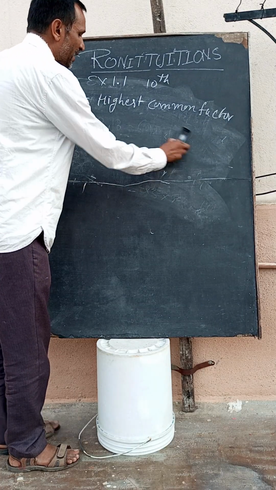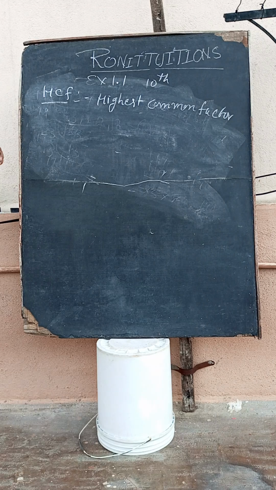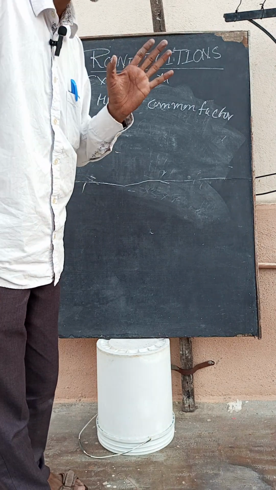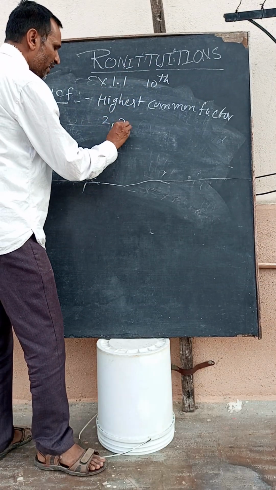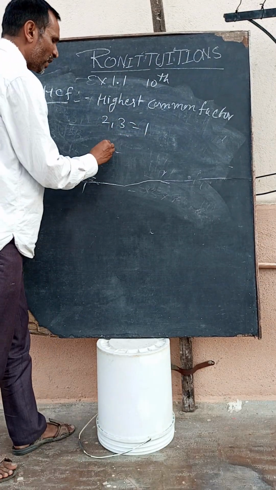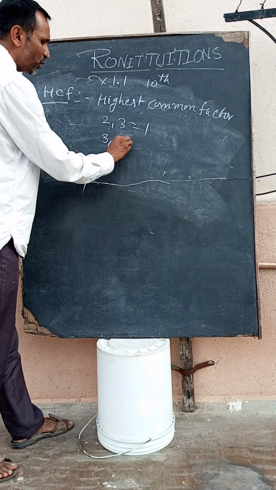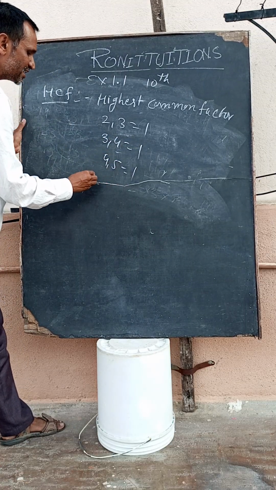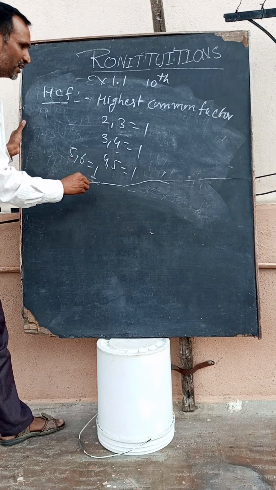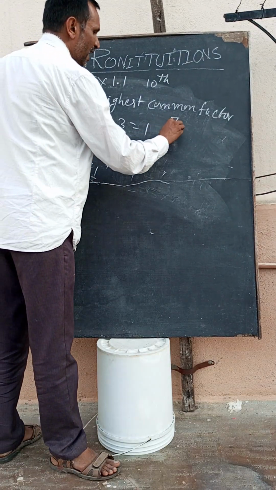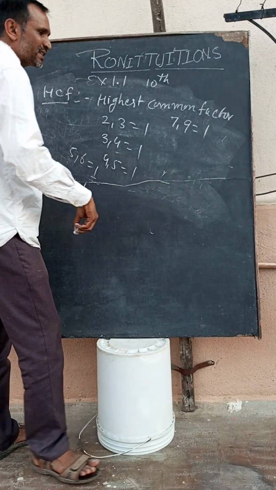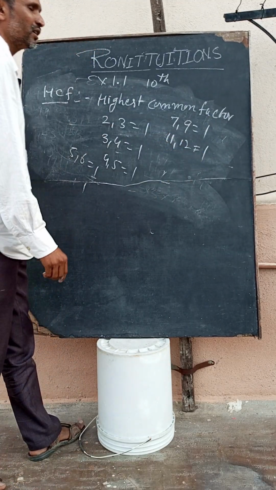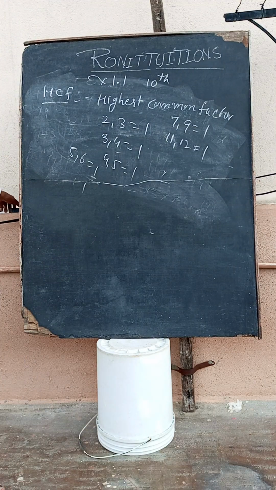Keep in mind a thumb rule: the HCF of co-prime numbers, two twin prime numbers, is always 1. What is the HCF of 2 and 3? 1. What is the HCF of 3 and 4? 1. What is the HCF of 4 and 5? It is 1. What is the HCF of 5 and 6? It is 1. What is the HCF of 7 and 9? It is 1. What is the HCF of 11 and 12? It is 1. The HCF of two such numbers is always 1.